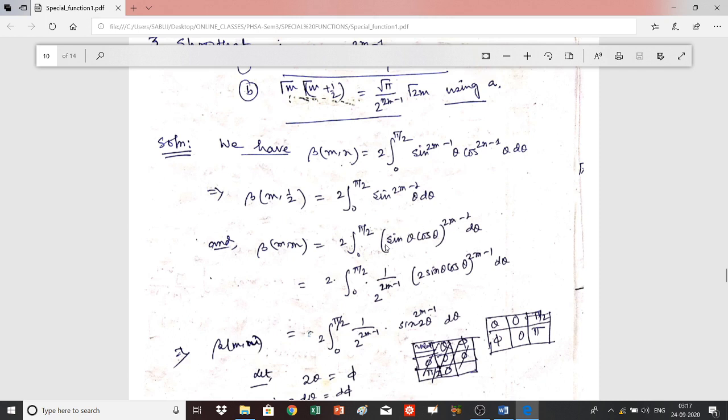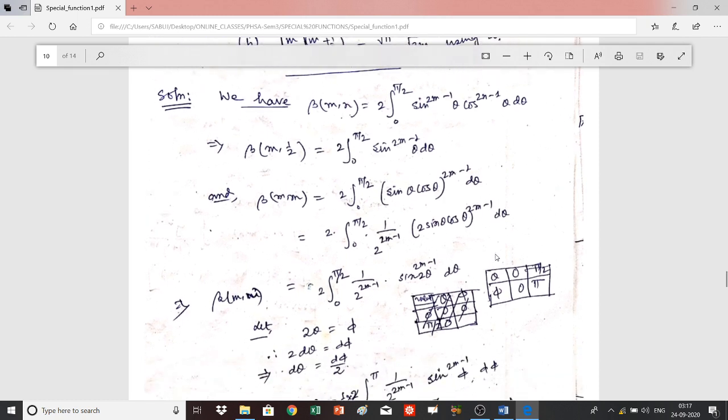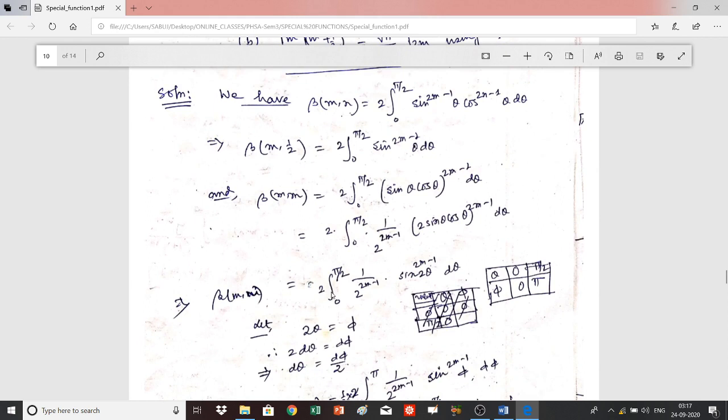If you multiply this by 2, you have to divide it also by 2, and since the power is 2 to the m minus 2, you can write 1 by 2 to the power 2m minus 1, then 2 sin theta cos theta to the power 2m minus 1 d theta. Now, beta m m is equal to 2 integral 0 to pi by 2, 1 by 2 to the 2m minus 1, then you can write 2 sin theta cos theta as sin 2 theta. So sin 2 theta to the 2m minus 1 d theta.